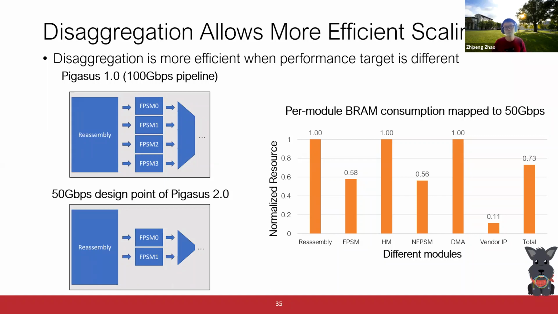And as you can see, some of the modules are not performance dependent. For instance, the reassembly module, which is expected because the resource depends on the flow table capacity size. But for some of the modules, like the filters, the fast pattern filter and the non-fast pattern filter, since we are targeting 50 gigabit per second, we can shrink the filter down to half of the size. And overall, compared with a 100 gigabit per second pipeline, we will save about 30% of the resource.